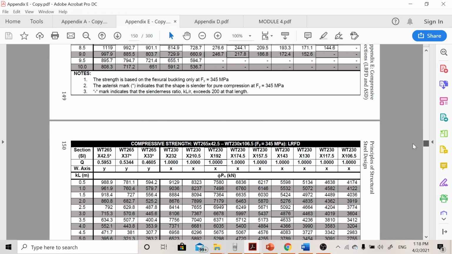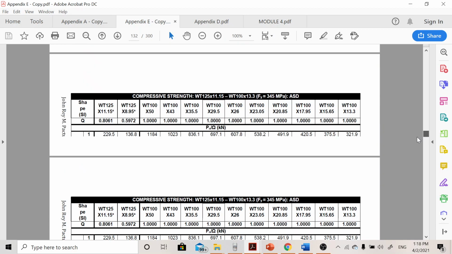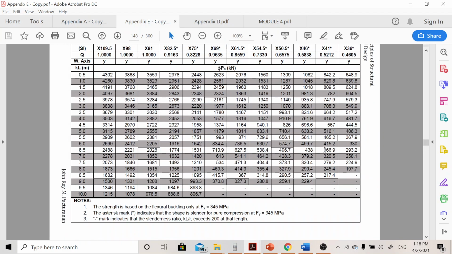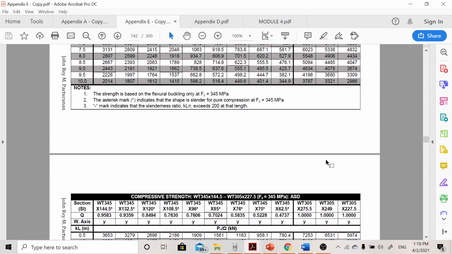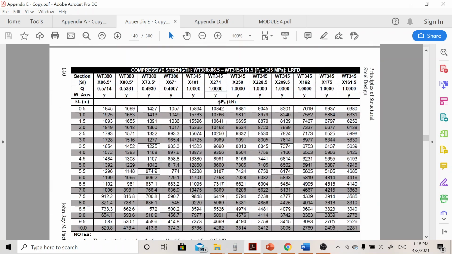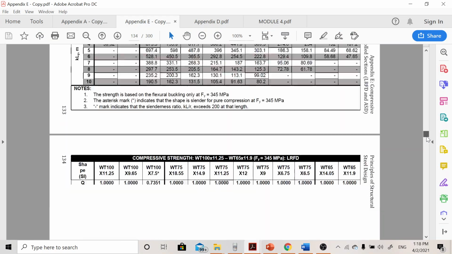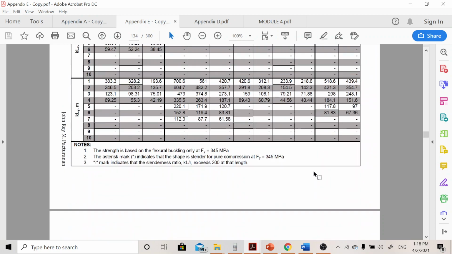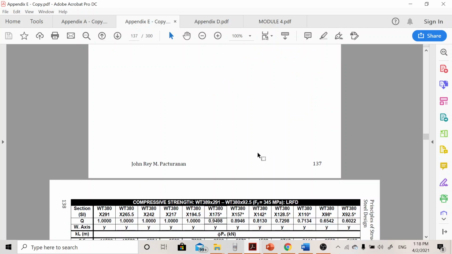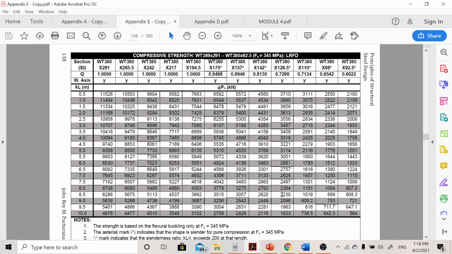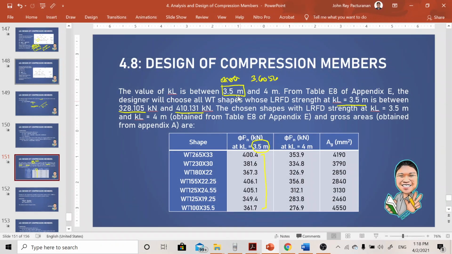This is table E8 pala. Sama ba? Oo, ito. Table E8 yata to. Ano ba yung nakalagay? Yes, table E8. So, ang goal, ulitin ko, titingin ka sa 3.5 meter kasi yun yung smaller between 3.5 and 4.